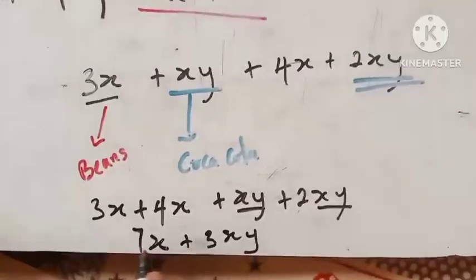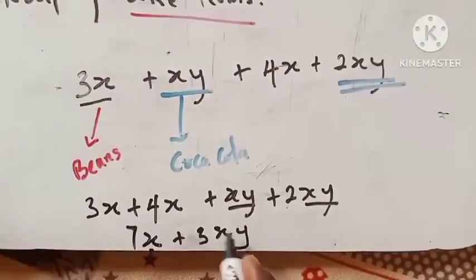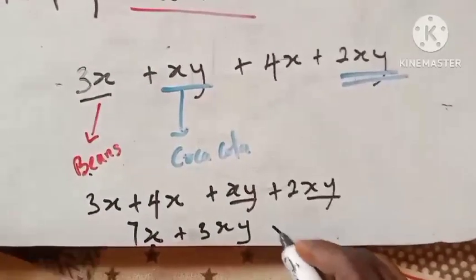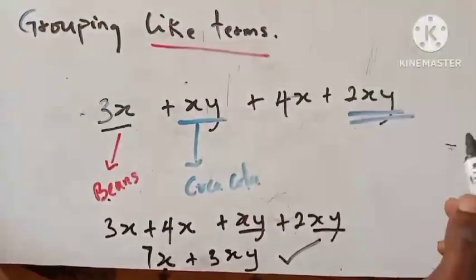Don't go beyond this, because this x and this xy are not the same. For that reason, beans and Coca-Cola are not the same, right? Have you seen how simple it is? So this is going to be our final answer for this particular type of grouping.